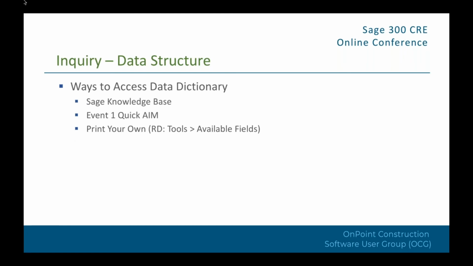And so we're going to use the one there. It is on the knowledge base. Event 1 Quick Aim has a data dictionary out there, but we're going to use the one that's in the Report Designer. It's in Report Designer Tools, then Available Fields, and that is the data dictionary.